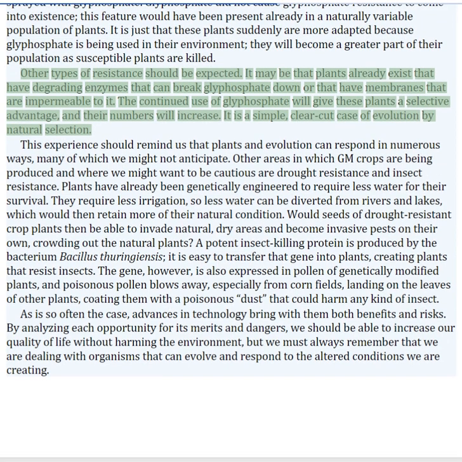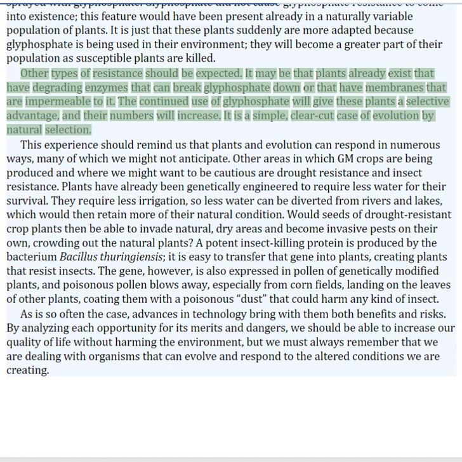Other types of resistance should be expected. It may be that plants already exist that have degrading enzymes that can break glyphosate down or that have membranes that are impermeable to it. The continued use of glyphosate will give these plants a selective advantage, and their numbers will increase.